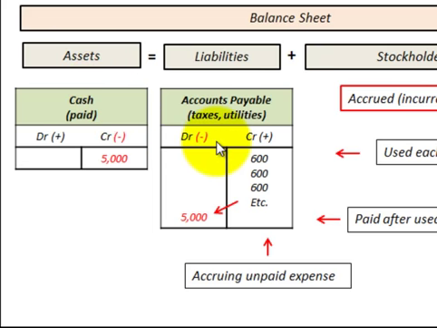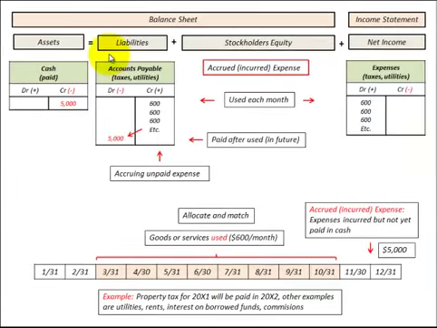So looking in summary or recapping what we've done here, we've used the accounts payable account to accumulate or accrue an expense that we've incurred, and then we expense it to the expense account here, which is part of net income. And remember that this expense account gets closed to retained earnings at the end of the year, which is part of stockholders' equity on the balance sheet here.